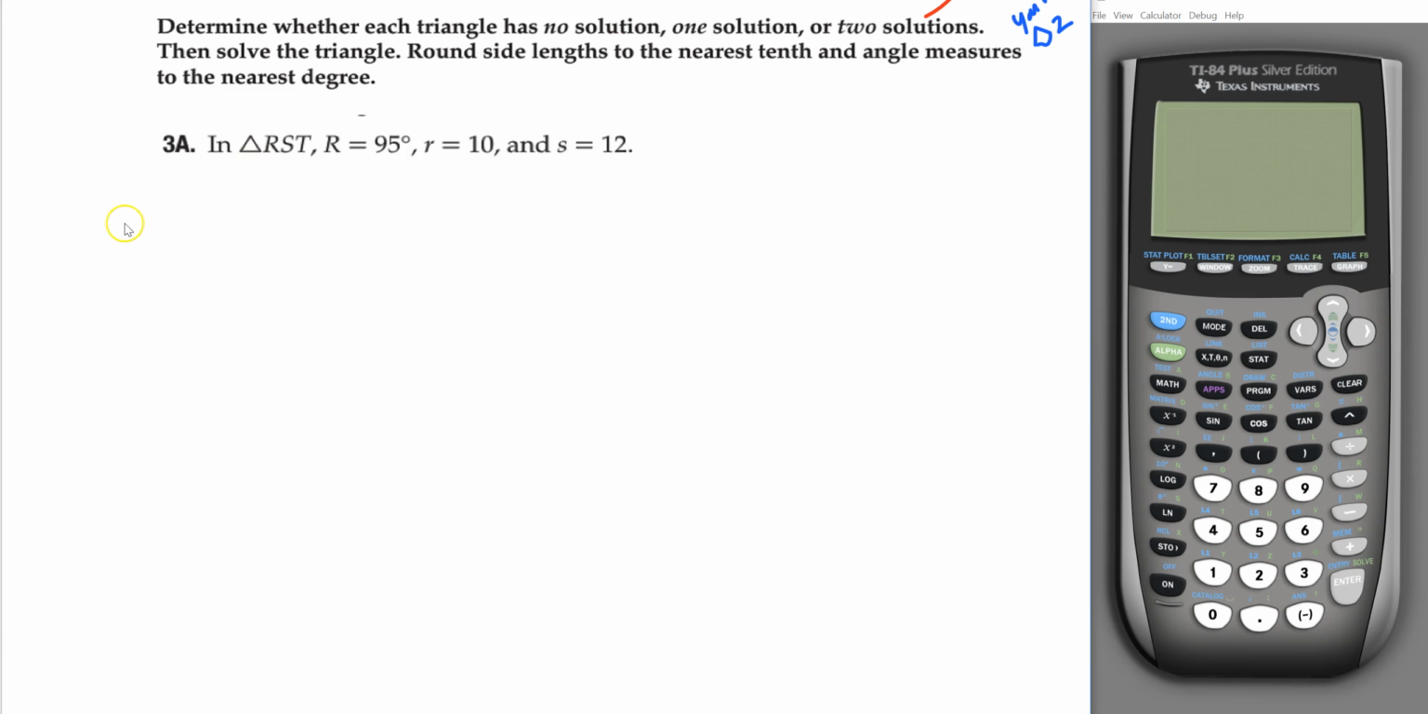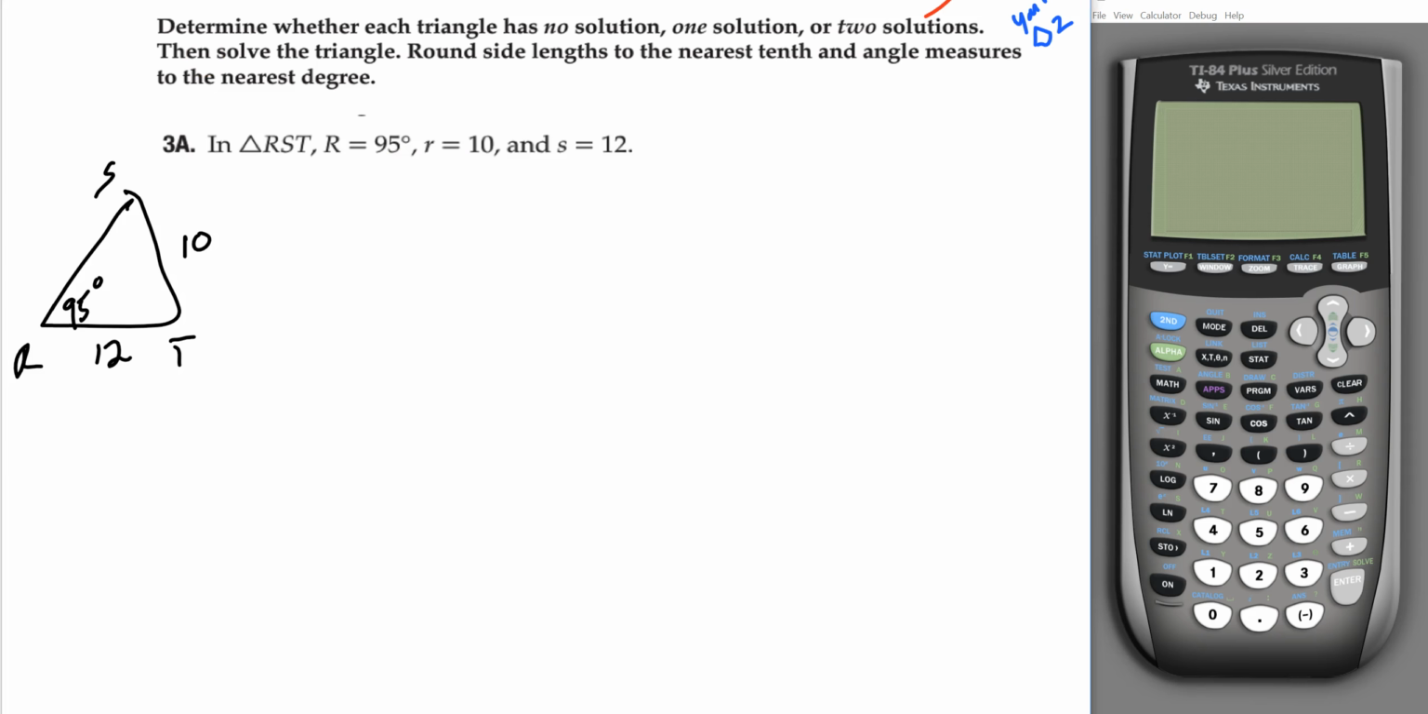So triangle RST. Angle R is 95. Little r is 10, so that's across the way. And then little s is 12. So again, right away, you should notice that I have 2 sides and an angle. So this is the ambiguous case. So step 1, just try to solve for the triangle.